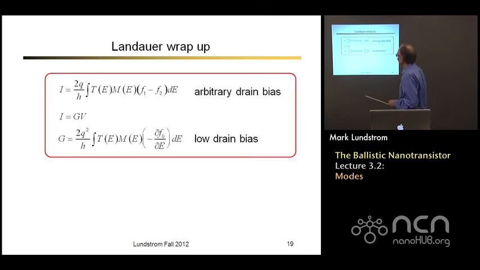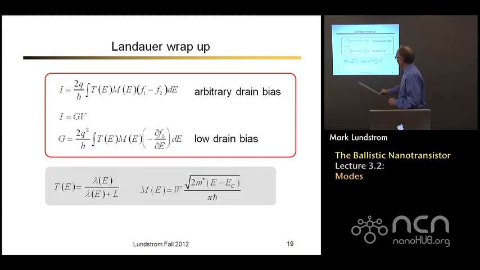So to wrap up, these 2 lectures have tried to get us comfortable with this Landauer approach. Current is related to transmission, number of channels, and is driven by differences in Fermi functions of the 2 contacts. Under low bias, current is proportional to voltage, and we have an expression for the conductance. And we have simple expressions for the transmission as a function of energy, and for the number of channels as a function of energy. When the number of channels gets very small, we can just count the number of channels. When it's larger, we compute them with this expression.